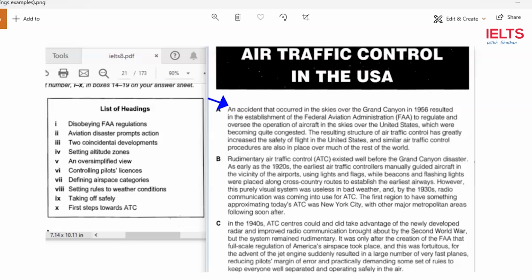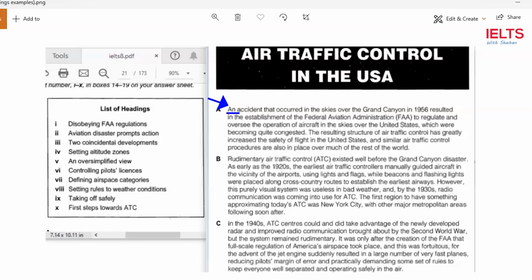A very useful technique, I advise you to read the first two sentences from the beginning of the paragraph.